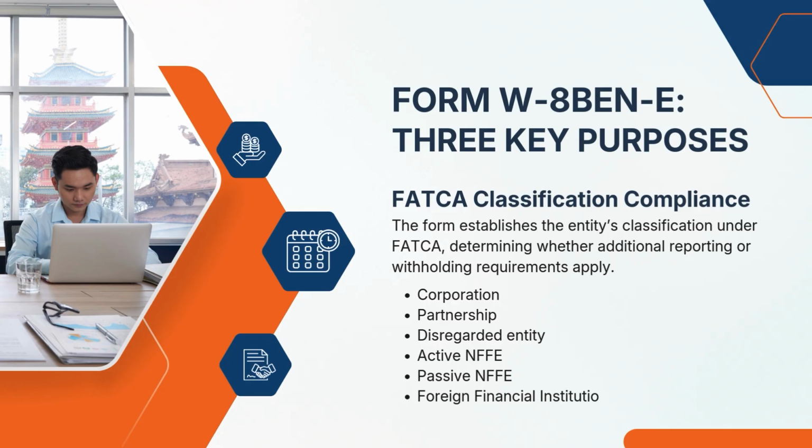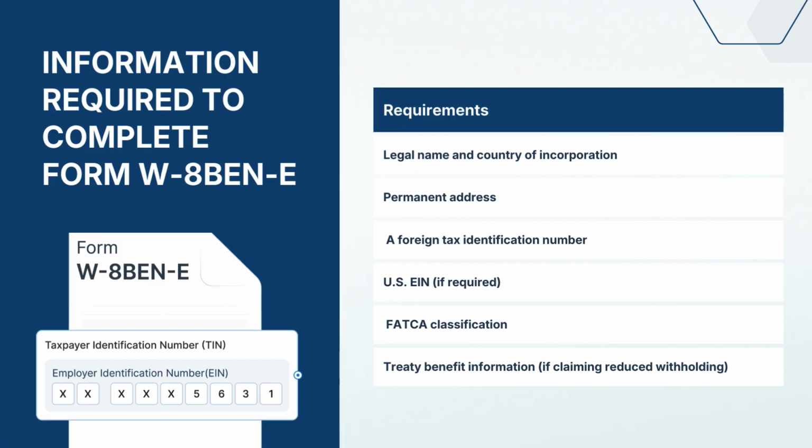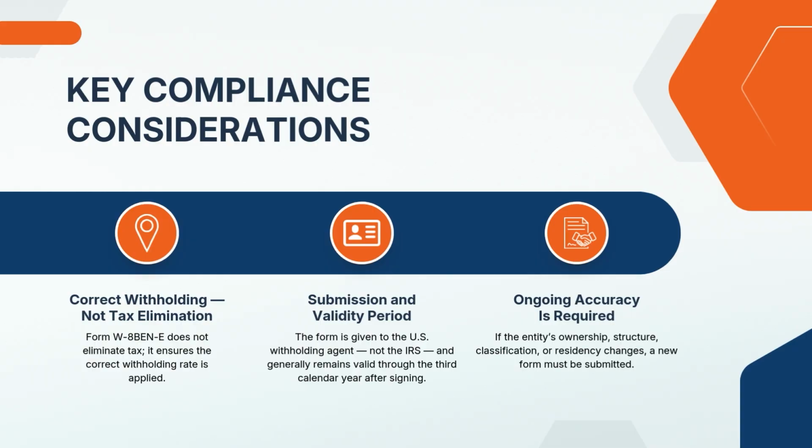To complete the form properly, a foreign entity typically must provide its legal name and country of incorporation, its permanent address, a foreign tax identification number, a U.S. EIN if required, its FATCA classification, and treaty benefit information if claiming reduced withholding. Form W-8BEN-E does not eliminate tax. It allows the withholding agent to apply the correct rate based on the entity's status and eligibility.